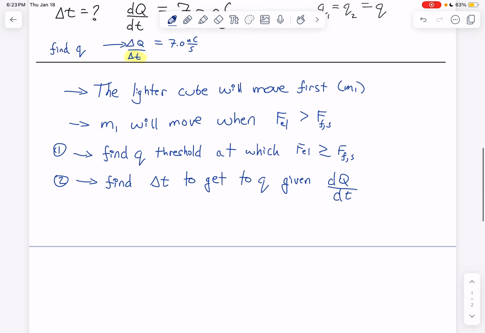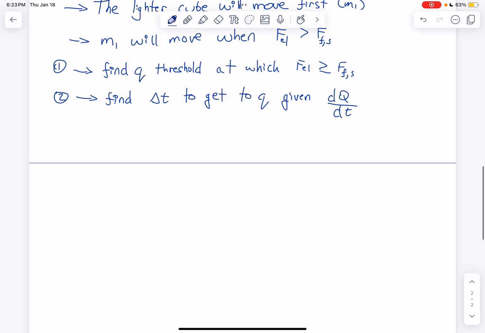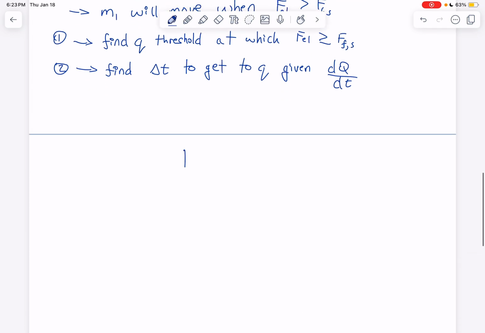All right, so let's do that. So step number one, we're going to look at electric force equal to force of friction static. And our force of friction static, if we remember, is our mu times the normal force.